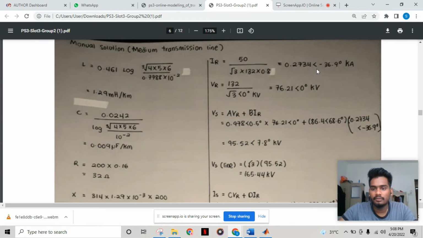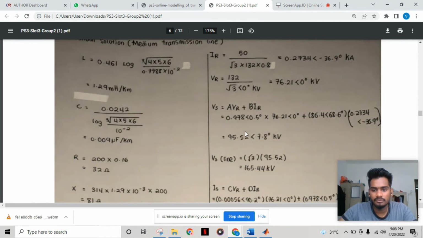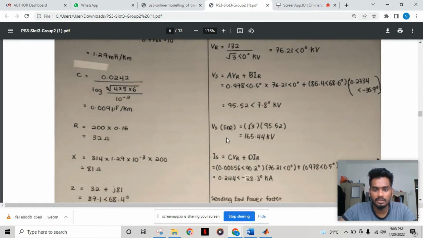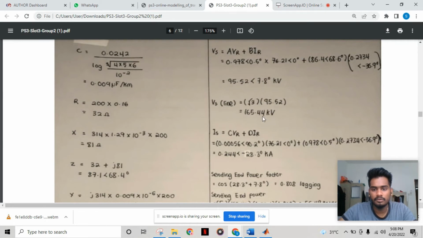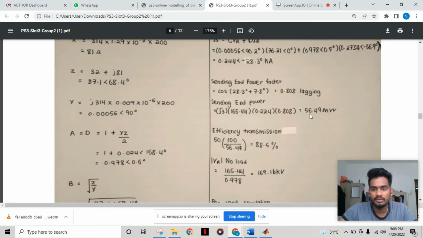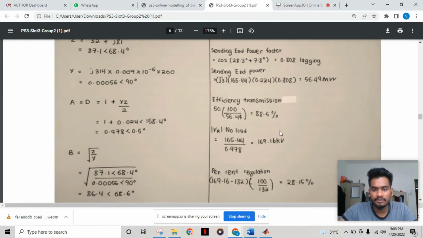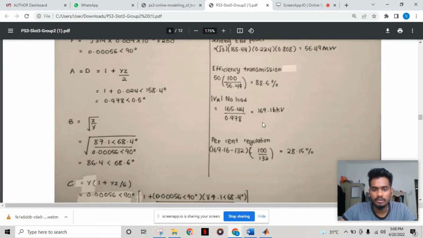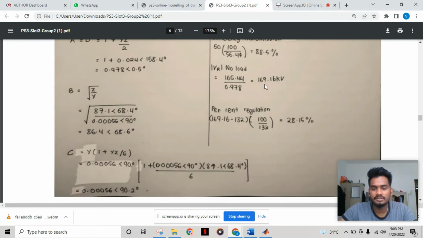For the IR, we got 0.2734 ∠-36.9 degrees. VR equals 76.21, and VS equals 95.52 ∠7.8, VS line to line equals 165.44 kV, and IS equals 0.244 ∠-28.3, and the sending end power is 56.49 MW. The transmission efficiency is 88.5%. The ER with no load equals 169.16 kV. Percent regulation equals 28.15%.